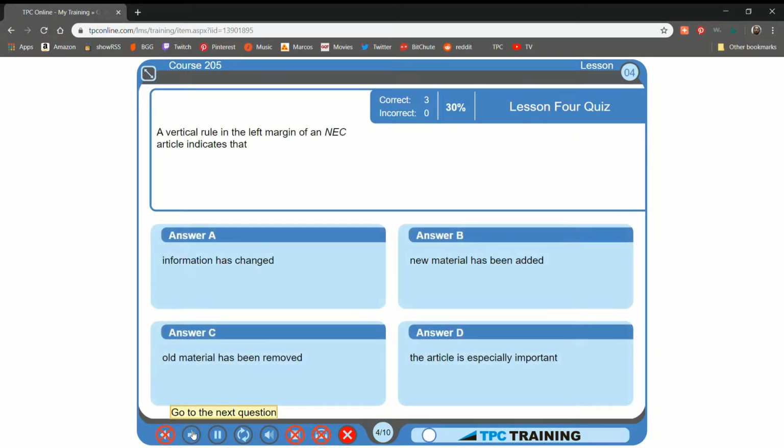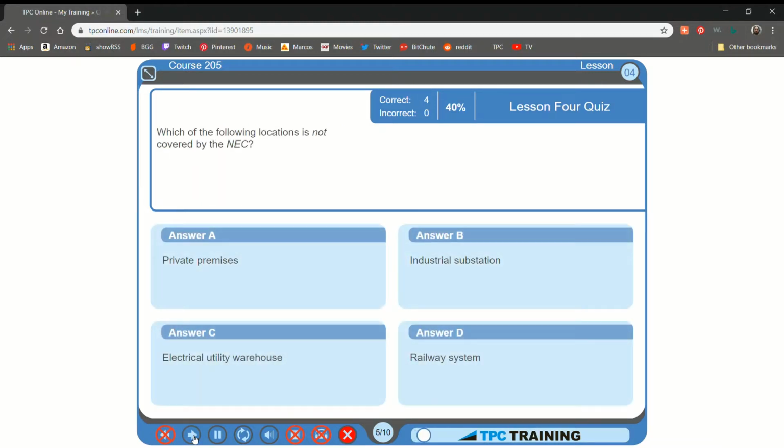A vertical rule in the left margin of an NEC article indicates that A. Information has changed, B. New material has been added. That is correct. Which of the following locations is not covered by the NEC?